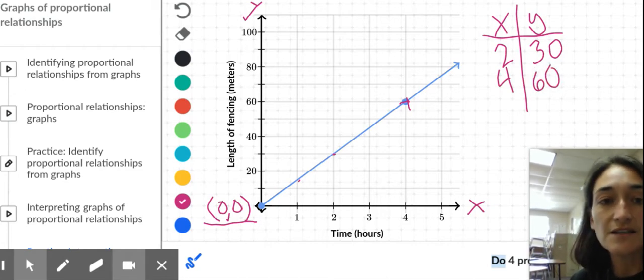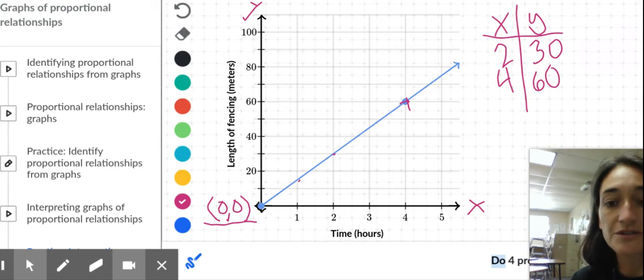Had this extended even further, I probably would start noticing that 6 hours is going to end up at the 90. You can kind of see as it's extending, it's getting to that point. I could also maybe get a better estimation there of those halfway points. 1 hour might be 15, 3 hours might be 45.